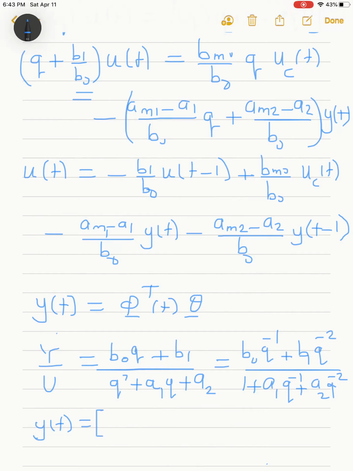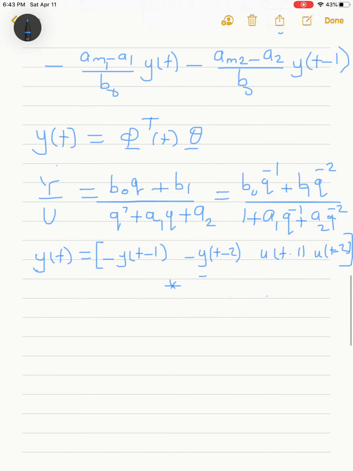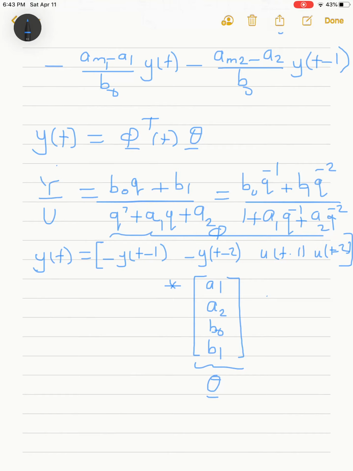It would be the vector minus y(t-1), minus y(t-2), u(t-1), u(t-2). This multiplies the theta vector, and the theta vector would be composed of the unknown parameters a1, a2, b0, and b1. So this is the regressor, and this is the parameter vector.